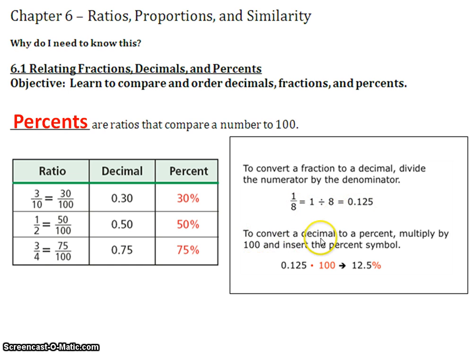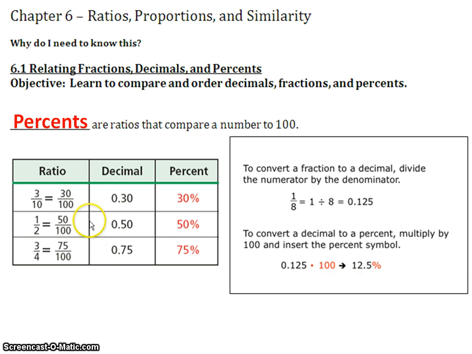To convert a decimal to a percent, we multiply by 100 and insert the percent symbol. In this example, our decimal is 0.125. We multiply it by 100, come up with 12.5, and add the percent symbol.